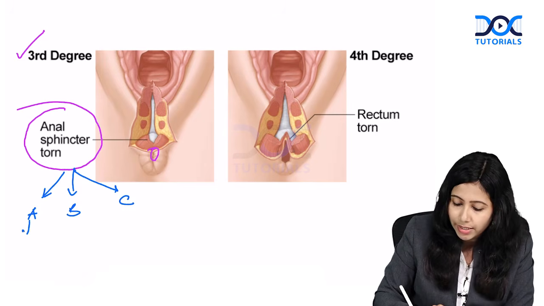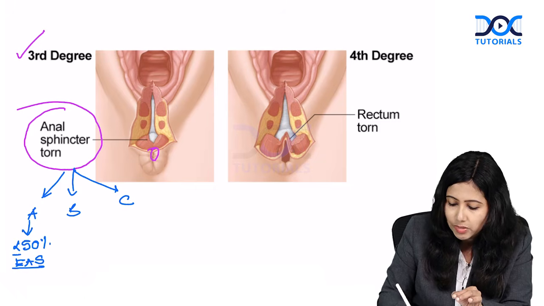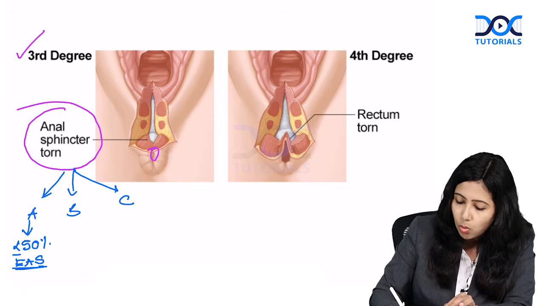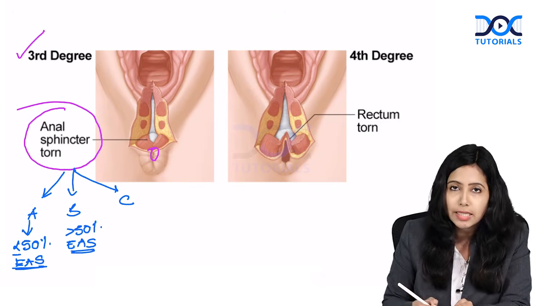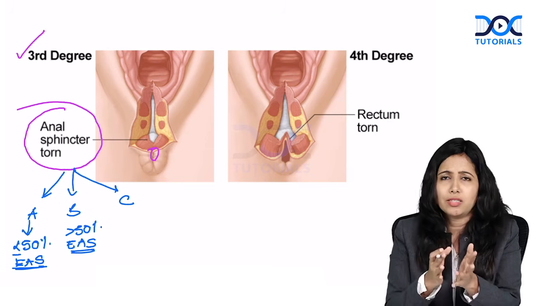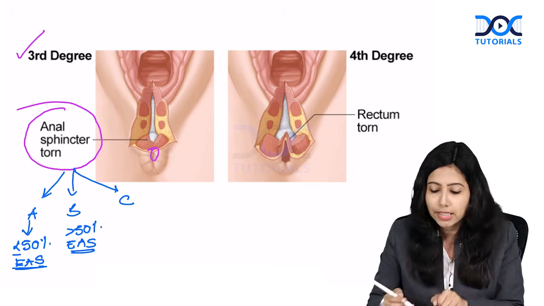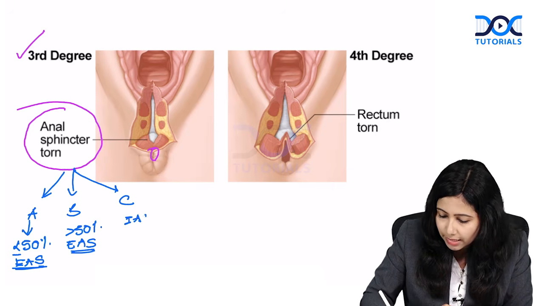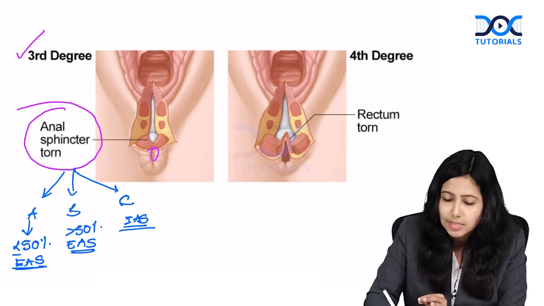A is basically when less than 50% of the external anal sphincter is involved. If more than 50% of the external anal sphincter is involved, that is B. So the whole of the external anal sphincter is over now. What is left? What is below that? There is the internal anal sphincter. If the internal anal sphincter is involved, that is C.